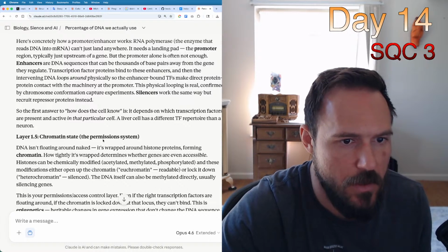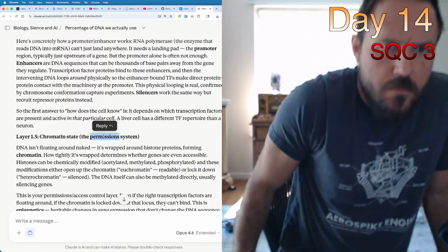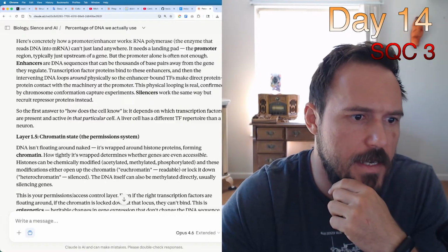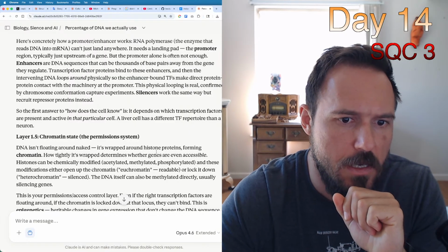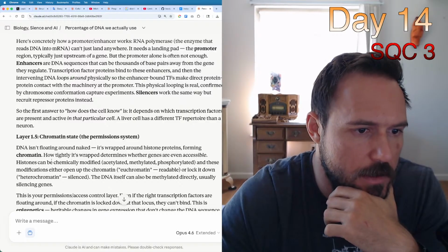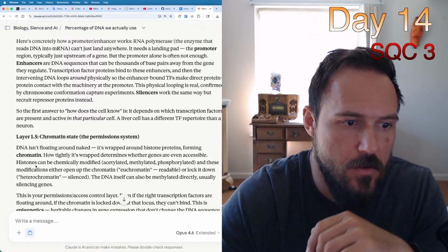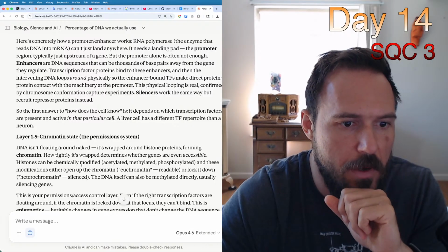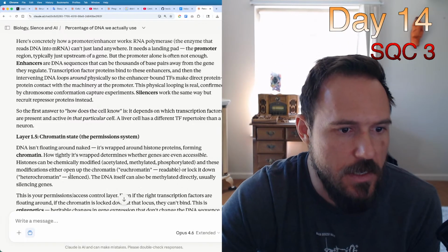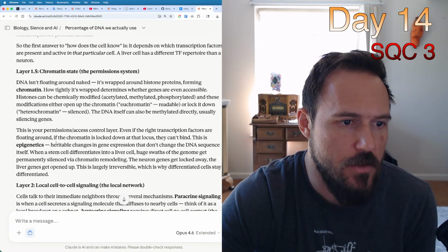Chromatin state. The permission system. Oh, okay. DNA isn't floating around naked. It's wrapped around histone proteins, those circles, right? Forming chromatin. How tightly it's wrapped determines whether the genes are even accessible. Histones can be chemically modified, and these modifications either open up or close down the DNA. DNA itself can also be directly modified, which usually silences genes.